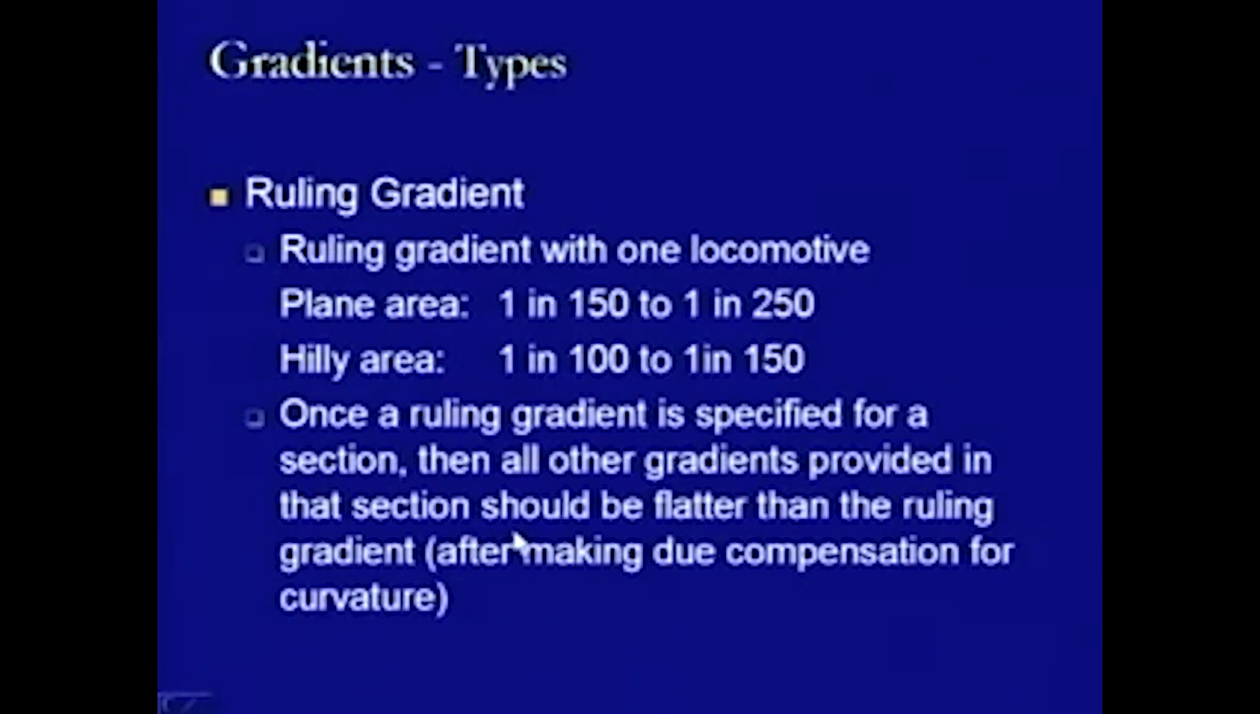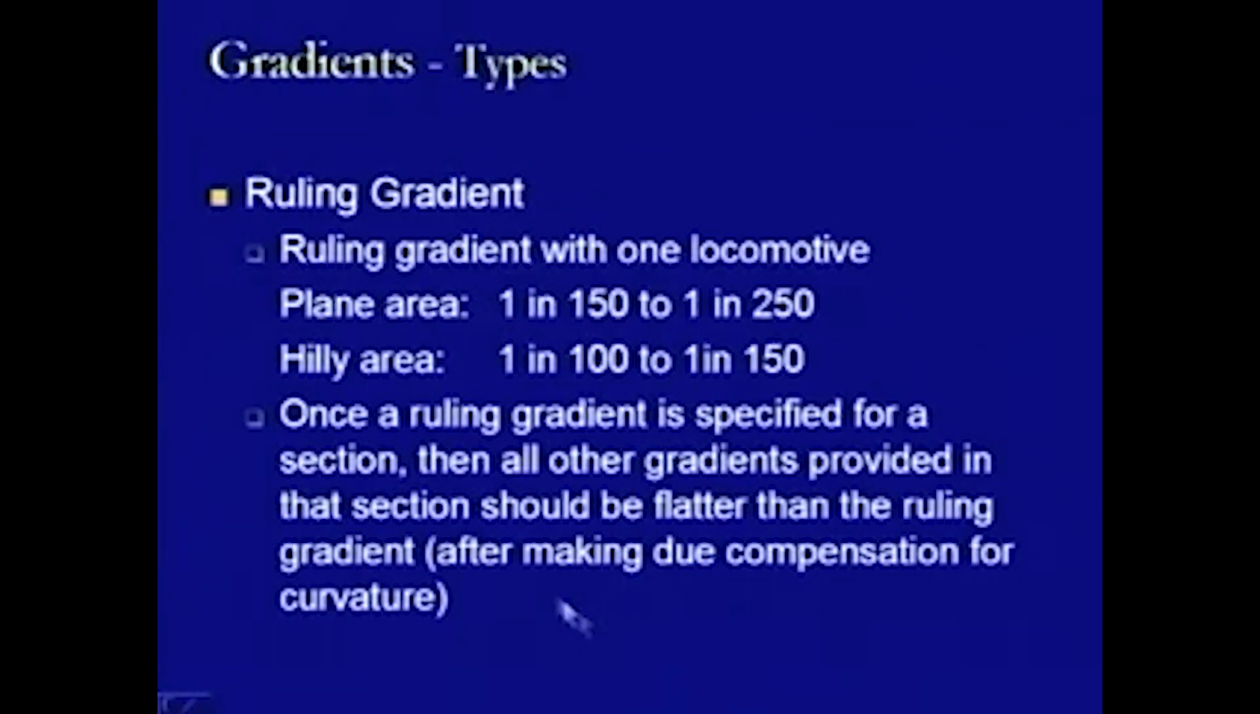Now, once a rolling gradient is specified for a section, then all other gradients which are provided in that section should be flatter than the rolling gradient. So, this is one aspect which, as I have discussed already, because this is the design gradient, therefore, any gradient which is to be provided should be flatter than this gradient. Then only we will be within the performance limits of any locomotive.